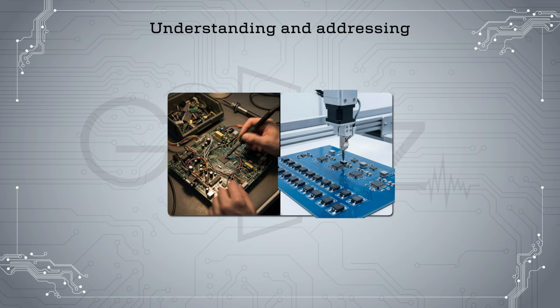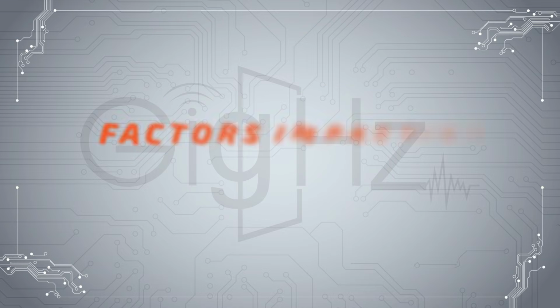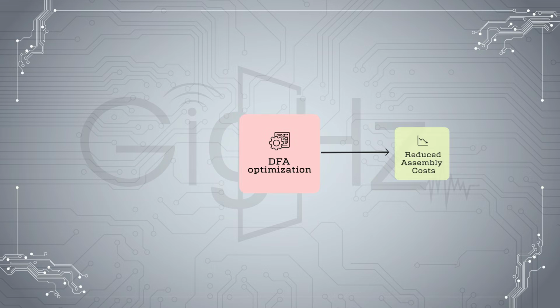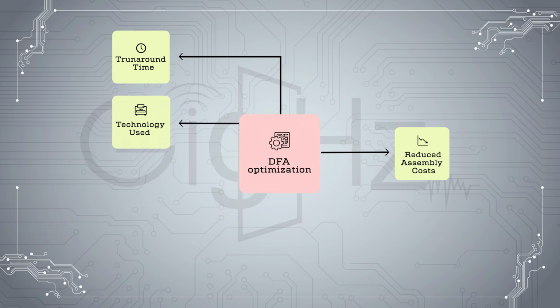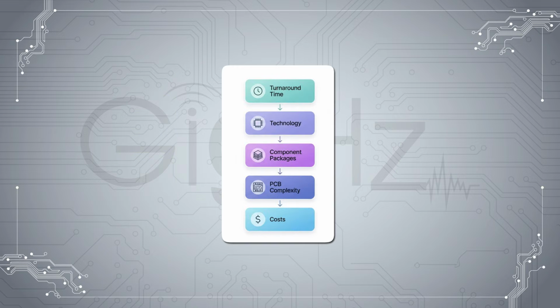Let's now explore the key factors that impact PCB assembly costs. Factors impacting PCB assembly costs. Several factors impact the costs of PCB assembly, including turnaround time, technology used, component packages, and the complexity of the PCB. DFA helps reduce costs by optimizing these factors for cost-effective assembly. Finally, let's summarize everything we've learned about DFA.